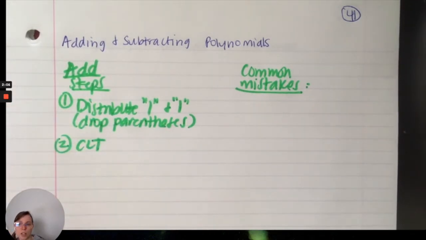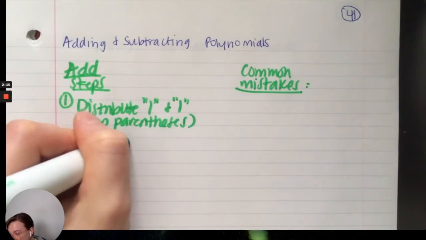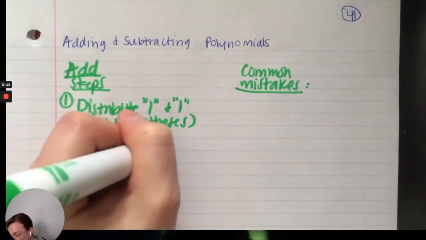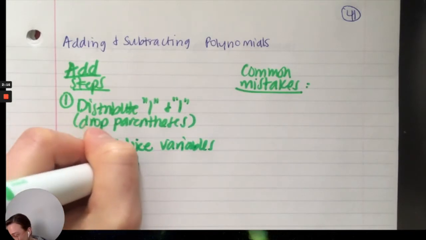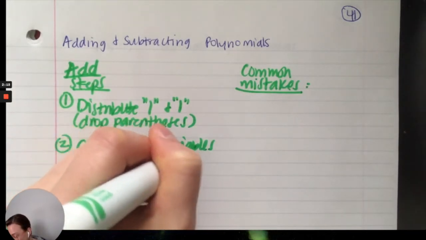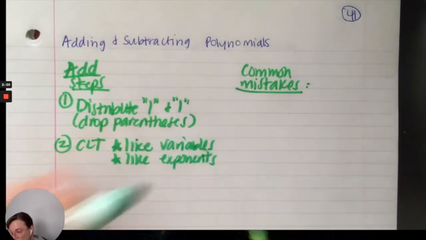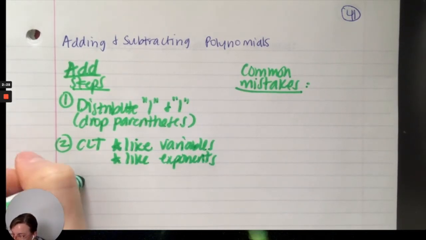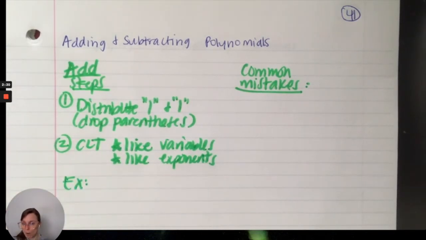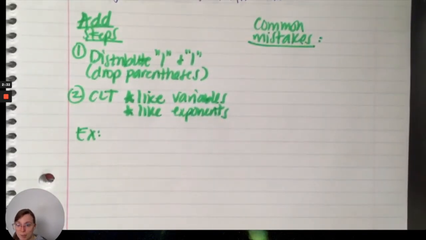So remember, we used CLT a long time ago. Combine like terms. Remember, they have to have like variables and they have to have like exponents. If they do not match with the variable or the exponent, they are not like terms and cannot be combined. All right. So we're going to work through the example, and then I'll come back up and show you the common mistake now that you've actually seen an example after that.